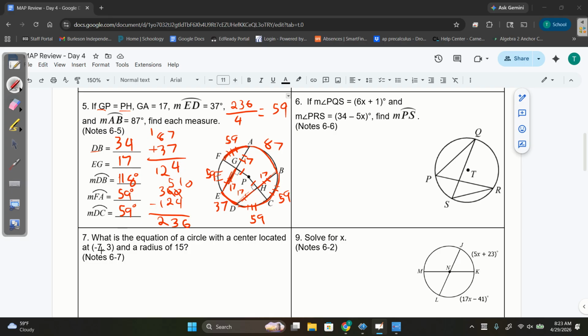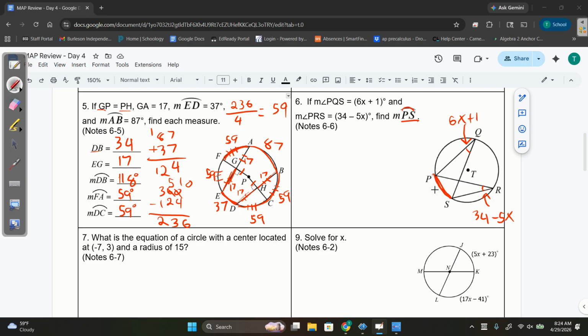Number 6. If the measure of PQS, that's this one here, is equal to 6x plus 1, and the measure of angle PRS here is 34 minus 5x, find the measure of arc PS. We want to find this arc here. Now, this is a little bit in depth, so let's consider what needs to happen.